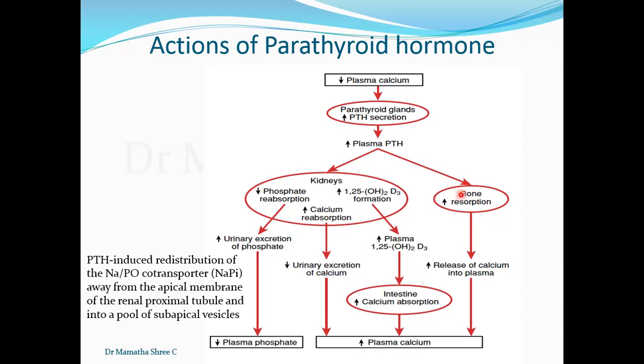Parathyroid hormone also acts on the bones. It causes bone resorption. So when there is resorption, more calcium is released into the plasma, therefore increasing plasma calcium levels. Okay, so now you know that whenever there is a decrease in plasma calcium, parathyroid hormone is released, which acts on kidneys, decreases plasma phosphate and increases excretion of phosphate in the urine, increases calcium reabsorption in the kidney, increases vitamin D levels, increases calcium reabsorption in the intestine, and causes bone resorption. So the final actions of parathyroid hormone are to increase the plasma calcium and decrease the plasma phosphate levels, right?